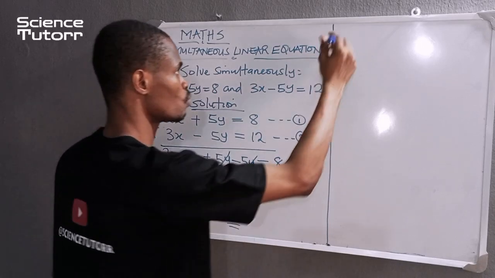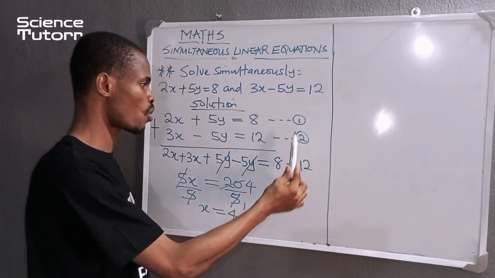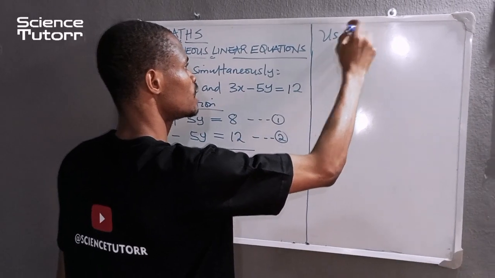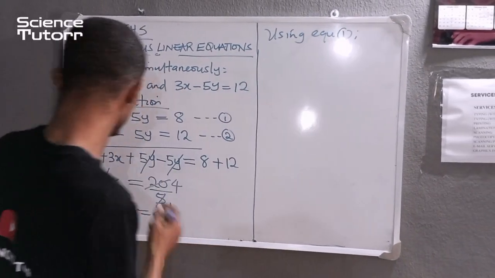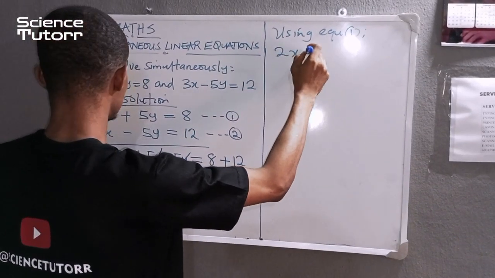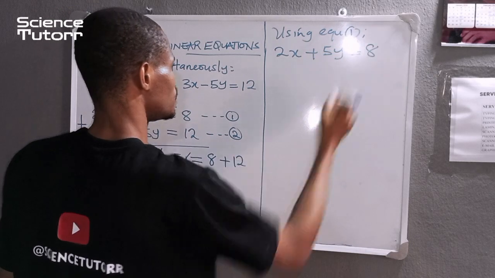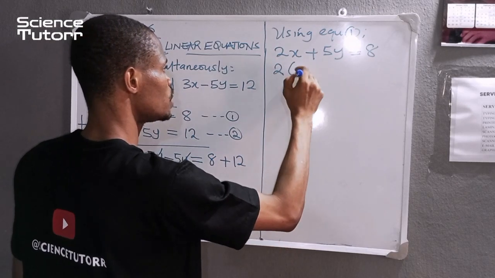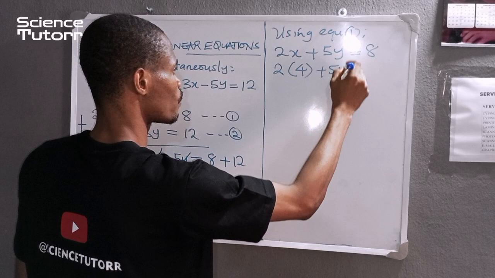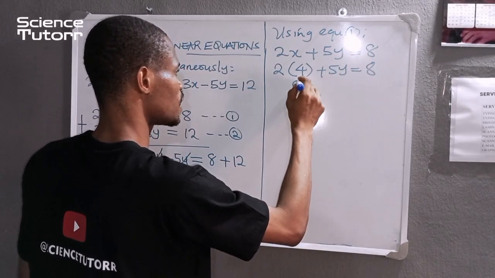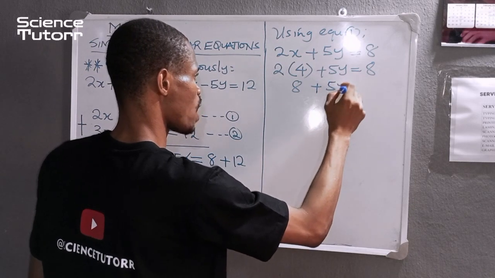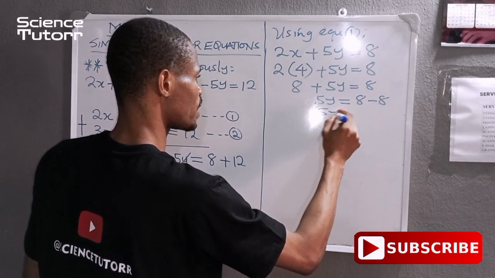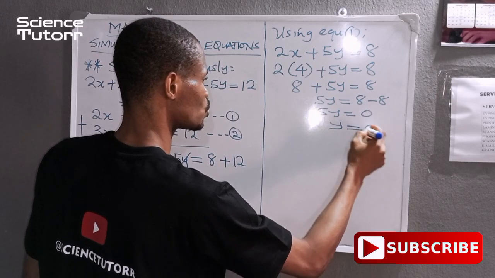Now what do we do? We go back to either equation 1 or 2 to find the value of y. So using equation 1, it says 2x plus 5y is equal to 8. So we substitute the value of x, which is 4, into equation 1. So 2 into 4, where x is 4, plus 5y is equal to 8. 2 times 4 is 8. 8 plus 5y is equal to 8. So 5y is equal to 8 minus 8. So 5y is equal to 0. That makes y equal to 0.